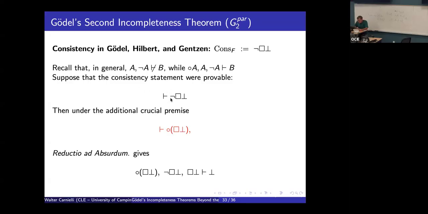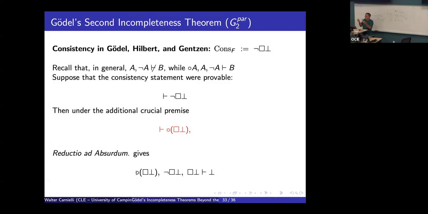Now, suppose that consistent statements are provable. Suppose, by reductio ad absurdum, that I have a proof that I do not prove a contradiction. I have a proof that I never prove a bottom. Under the additional crucial premise, and now this is the formula that Valera did not like, I have to assume this one. Before, just a couple of formulas were sufficient. Now I have to assume this other one.